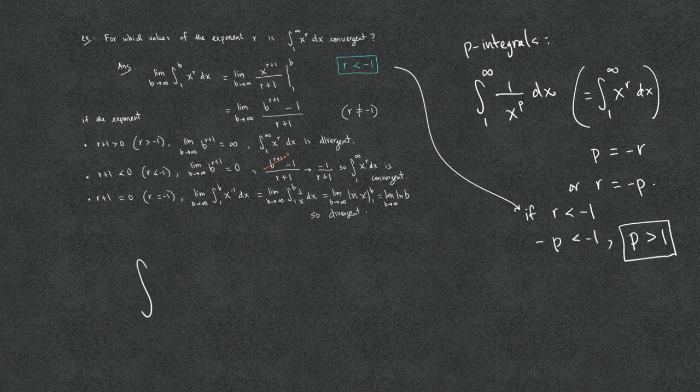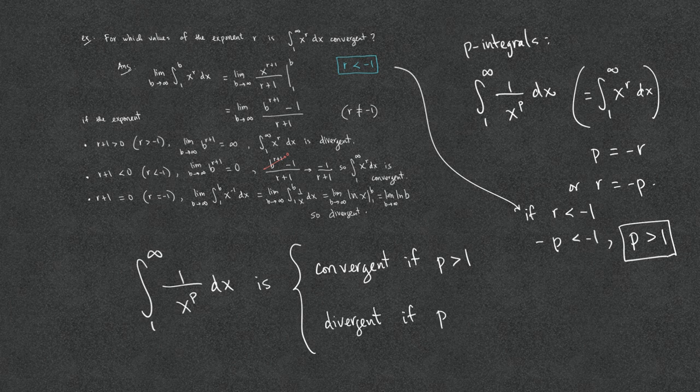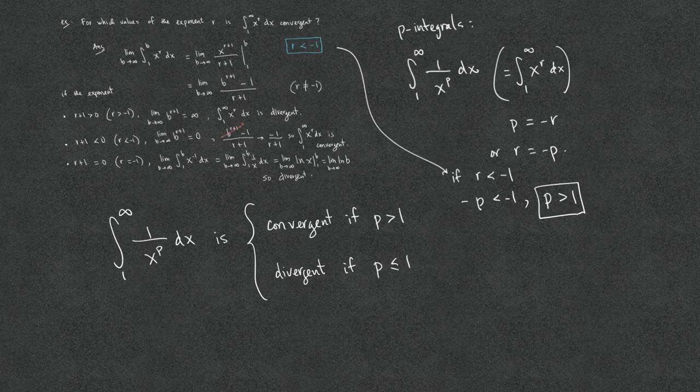The improper p integral, the integral from 1 to infinity of 1 over x to the p dx, is convergent if p is strictly greater than 1 and divergent if p is less than or equal to 1. The result is also true if the lower limit of integration is a number that is more than 1.